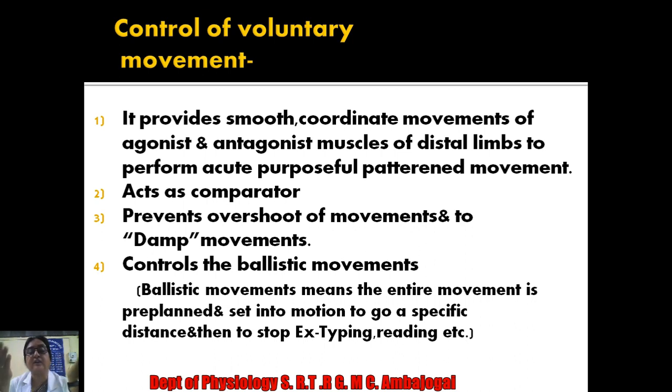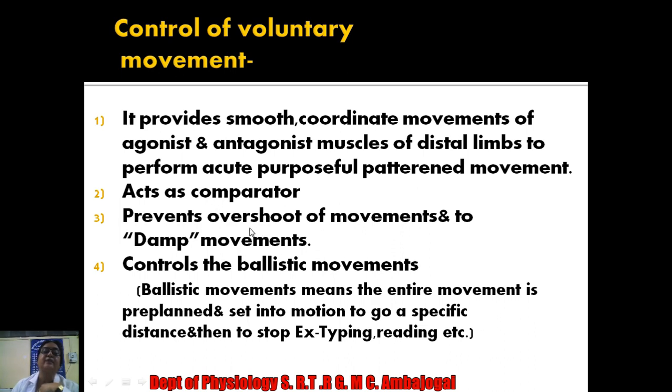Like now I am talking, you are reading, even you are typing. Even when you are running, these movements are continuously going on, and the cerebellum has a role here: due to its predictive functions it controls the ballistic movements. So simply, talking, reading and even running are all examples of ballistic movements. Now, it also prevents overshoot of movement.